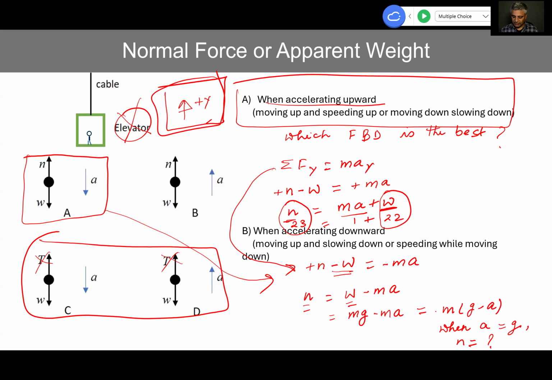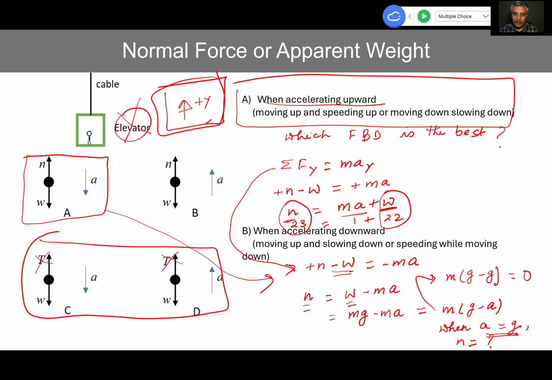So what do we do? mg is there, and replace A by g. It is in free fall. Okay, it is in free fall. When acceleration is equal to g, we say the object is in free fall. Okay, so now g minus g is 0, so that means it becomes 0. So the apparent weight becomes equal to 0, which means the person doesn't feel weight.